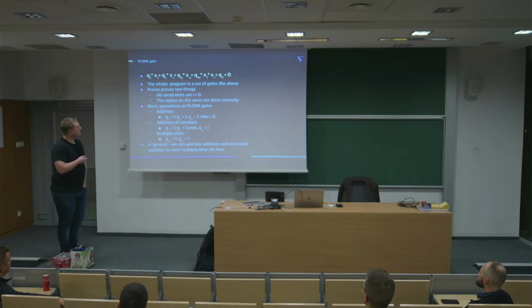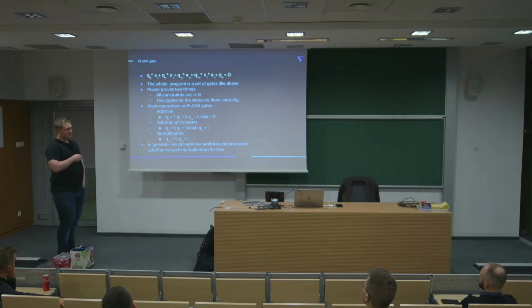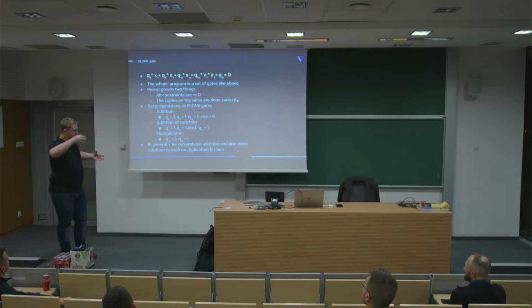And the whole program in Plonk is a set of gates like above. And the prover proves two things, essentially: that all constraints are satisfied, all constraints equal 0, and that the copies on the wires are done correctly. This is called the copy constraints, because here I produce something which is XO, the output, but then in the next gate, I use the output of this gate as the input of some other gate, so I also need to prove that those variables are actually the same. The way that copy constraints work in the prover is out of scope for this presentation, but you just need to know that these things are proved, so that if you produce something here and it's used in another gate, it is all interconnected together and you cannot cheat there.